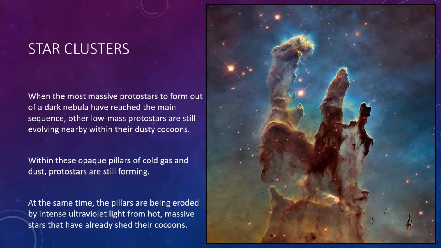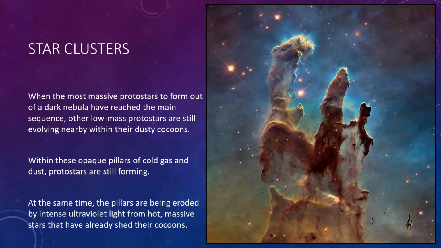When the most massive protostars to form out of a dark nebula have reached the main sequence, other low-mass protostars are still evolving nearby within their dusty cocoons. The evolution of these low-mass stars can be disturbed by their more massive neighbors. As an example, the figure is a close-up of part of the Eagle Nebula. Within these opaque pillars of cold gas and dust, protostars are still forming.